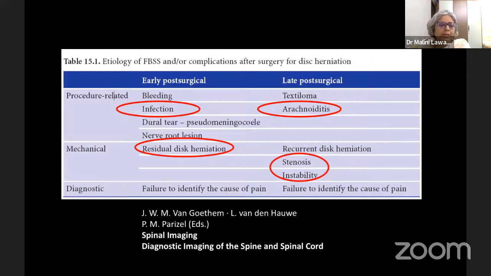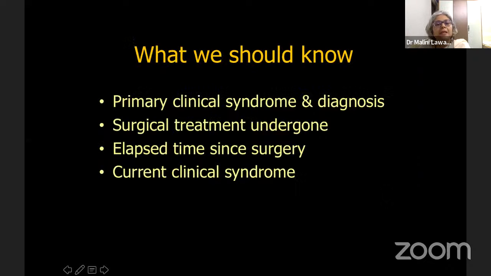So when we look at complications, we are looking at early post-surgical and late post-surgical. Mainly we'll be discussing infection. There can be residual or recurrent disc herniation. You can have arachnoiditis. There can be recurrent stenosis, instability. So these are the various common causes that we'll be looking at.